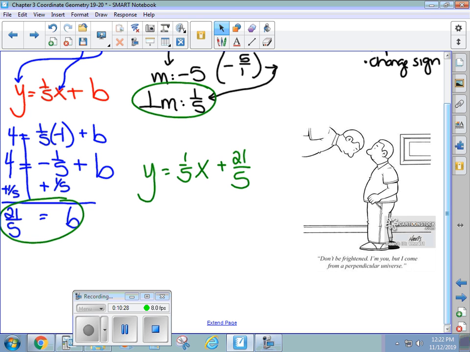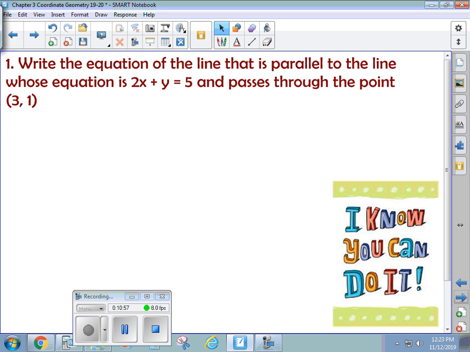Thoughts? How can I make it harder? Don't make it hard. You just don't. Please no, Miss Finke. How could I? Don't give us... Yeah, give it to you not in y equals mx plus b form. That's the only way I can make this harder.